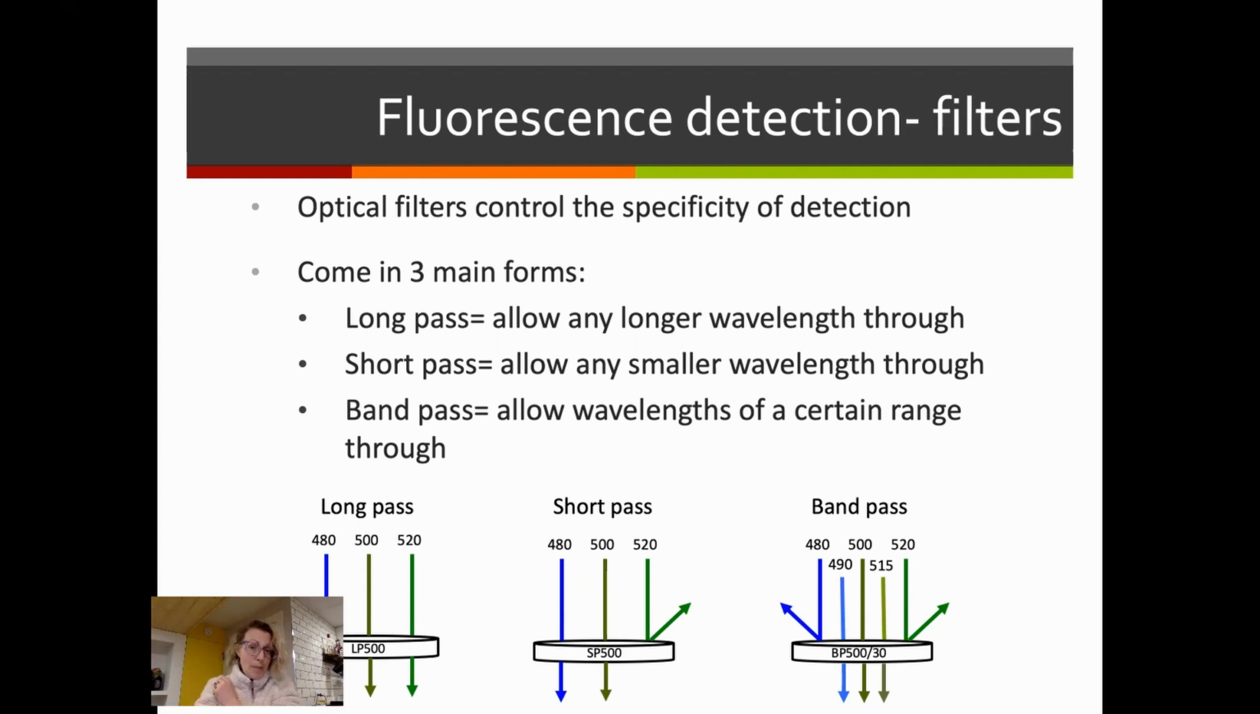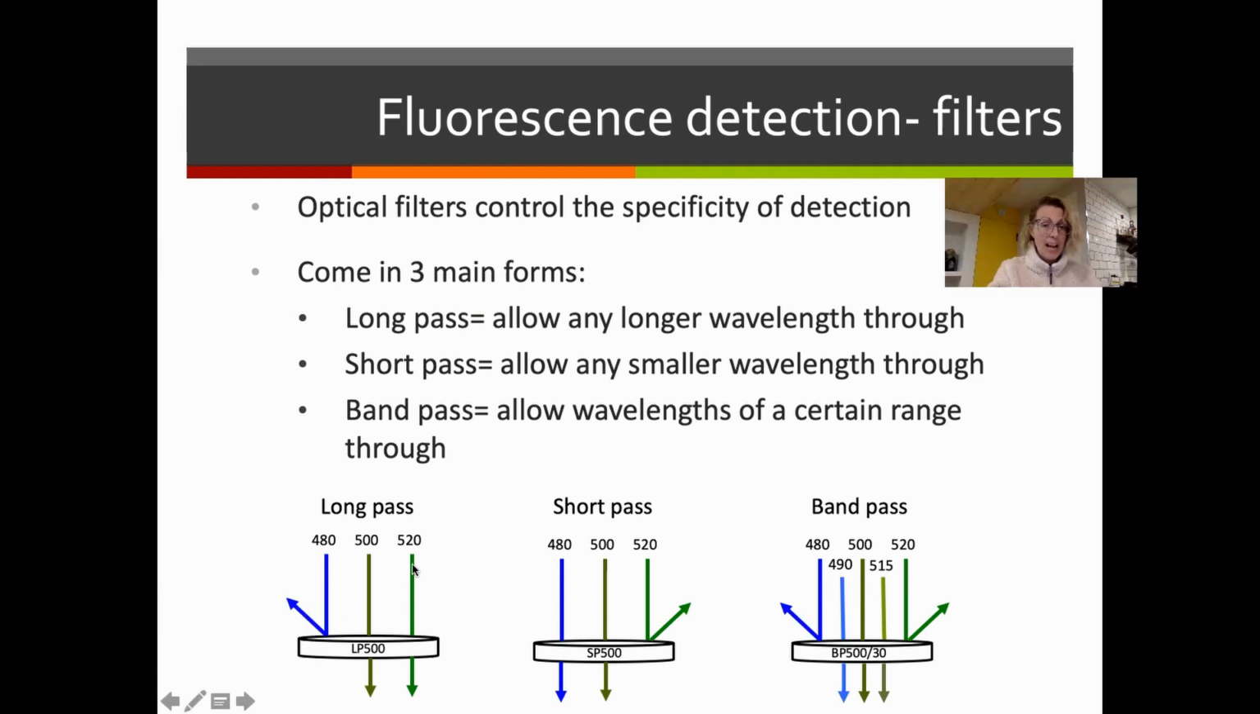Now there's three main flavors of filters. The first up is a long pass, where any wavelength longer than the one noted will go through the filter. So for example, if we have a long pass 500, this will allow any wavelength longer than 500 nanometers to pass through. Anything shorter will be rejected by the filter.